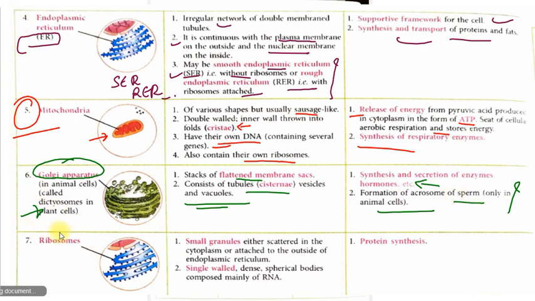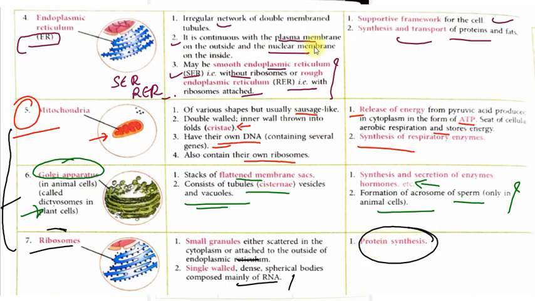So next is ribosomes, very important. Golgi apparatus, these three are very important. Ribosomes like these, they are small organelles either scattered in the cytoplasm or attached to the outside of endoplasmic reticulum. These dots are ribosomes, right? They are single walled, dense and spherical bodies composed of RNA only, mainly. So their main function is protein synthesis in our body.